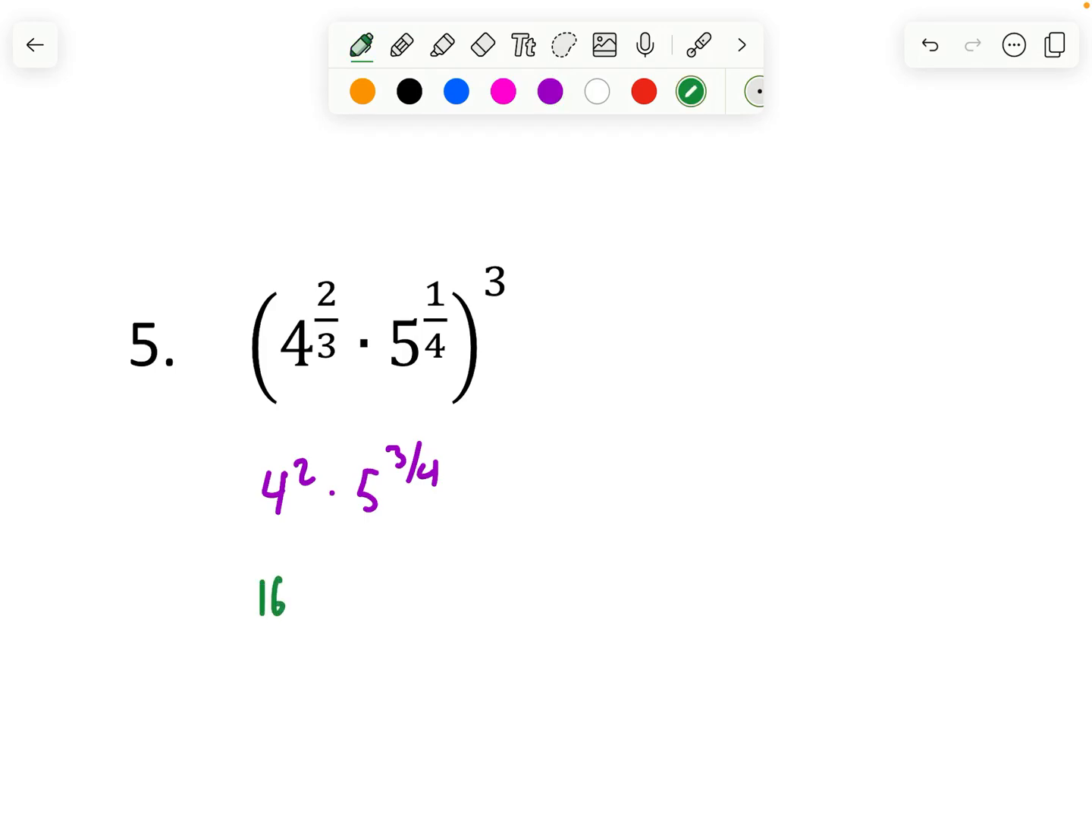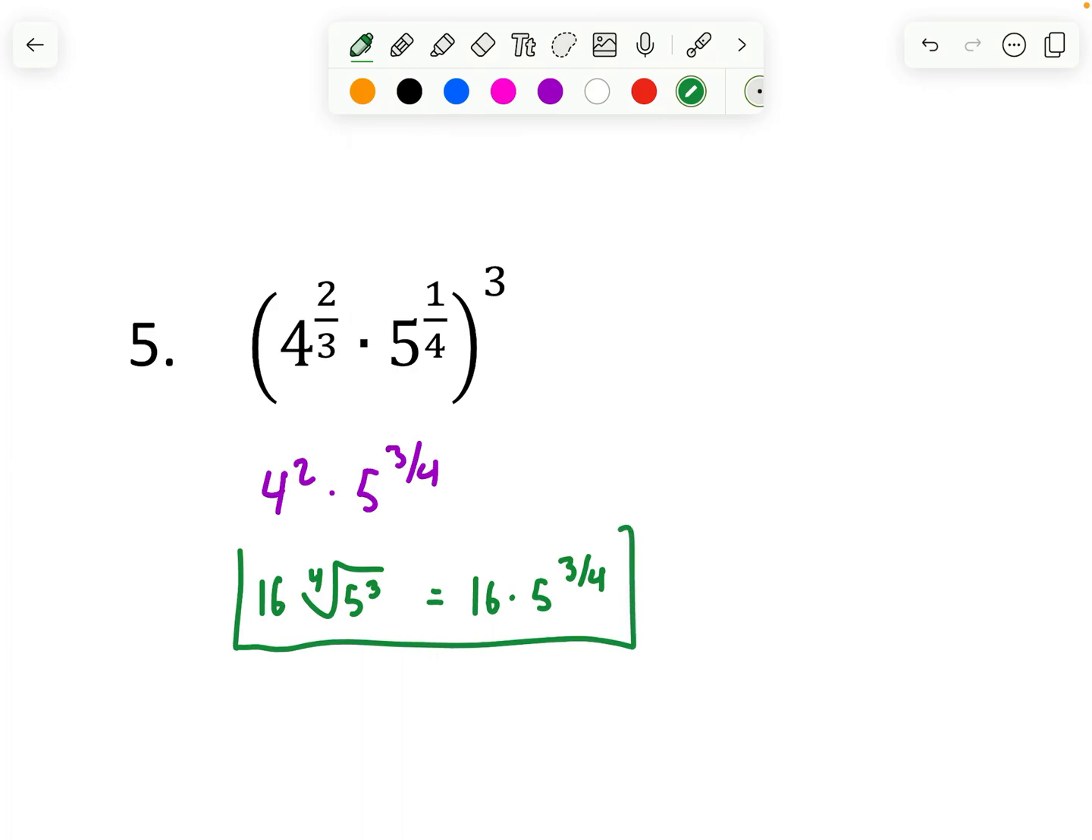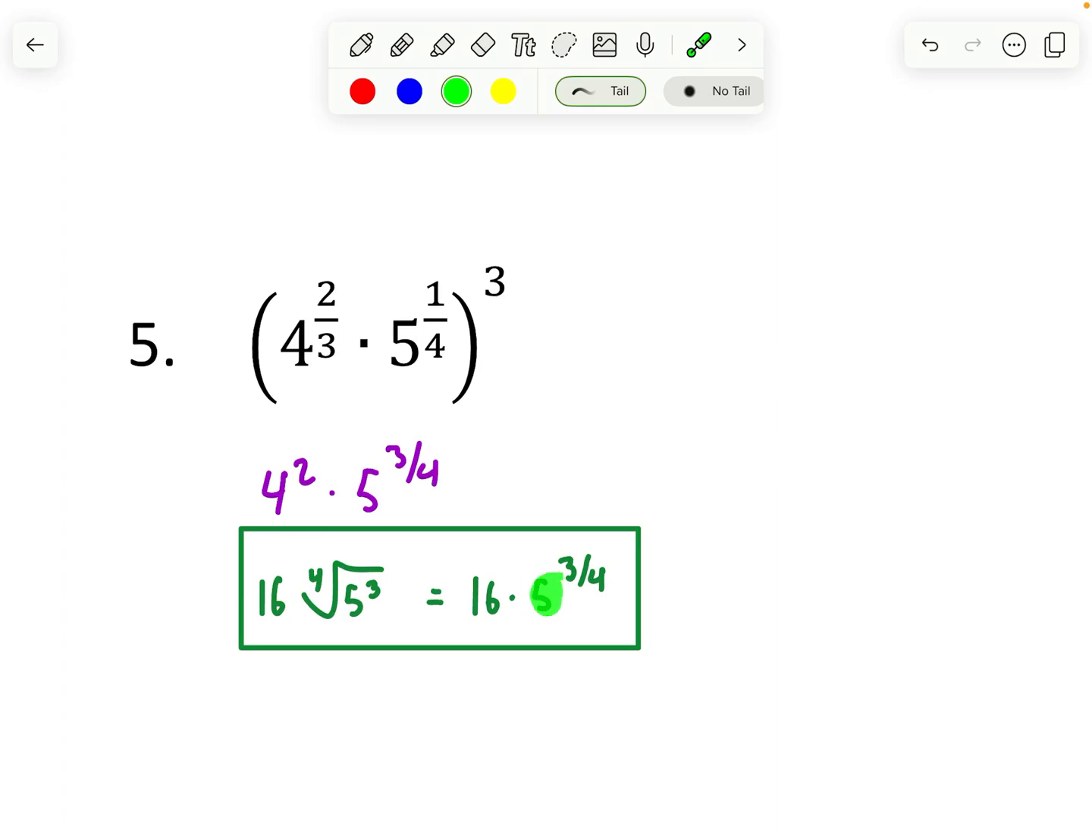and then you can rewrite 5 to the 3/4 as 4th root of 5 cubed. But anytime your root is higher than your exponent, there's no simplifying that you can actually do there, which is the same thing as saying if your numerator is less than your denominator, you can't actually simplify. So you can either write it like this, or you could write it as just 16 times 5 to the 3/4. But you can't multiply 16 and 5, so just be careful of that. That's what students tend to do sometimes. One explanation I like for why you can't do it is this number isn't actually equal to 5, because it's 5 raised to some power first. And so you can't multiply 16 by 5.